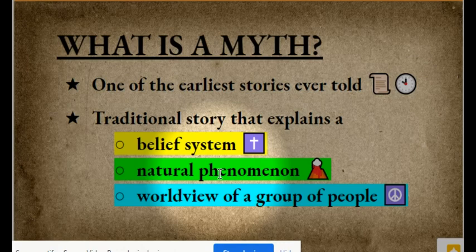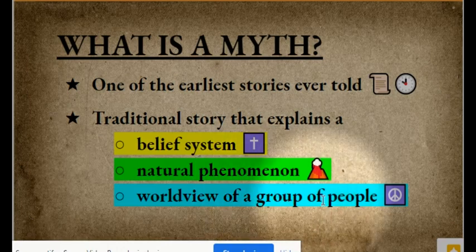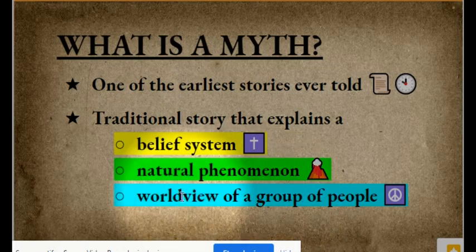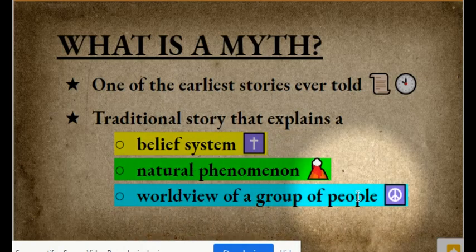What causes that? What causes the change of seasons? What causes people to act the way they do? A natural phenomenon. Or a story might explain the worldview of a group of people. So what do people believe about other people? Do they believe in things like family? Do they believe taking care of the planet is important? It explains the worldview of a group of people, okay?